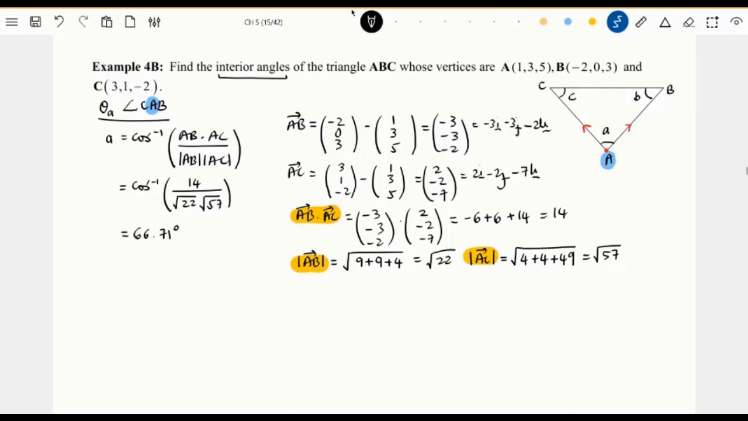66.71 degrees. Okay, so kita dah dapat dah part A ni. So we need to find another one so that kita boleh tolak daripada 180. So let's say saya cari angle B. So angle B, kamu boleh tulis juga in terms of angle ABC. So B tu mesti tengah-tengah. Okay, ataupun nak letak CBA pun boleh, tak ada masalah.